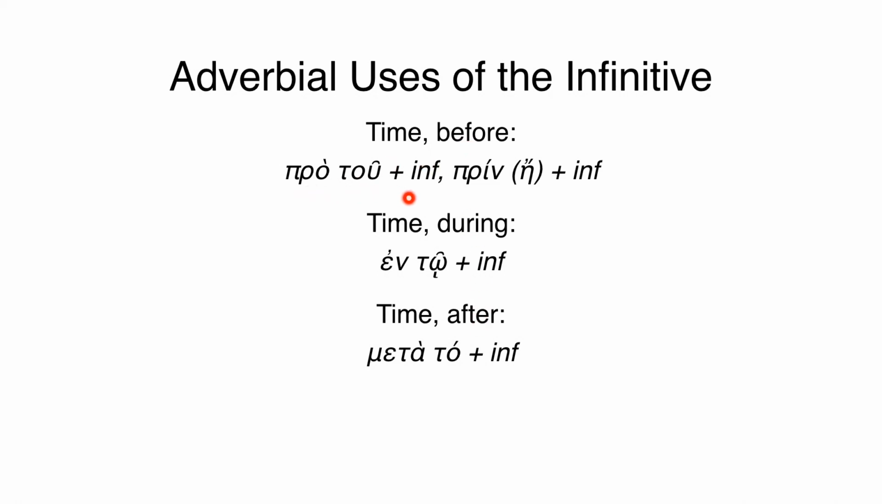With pro tou and prin, the infinitive will be translated before whatever verbal action is conveyed by the infinitive. En to will be translated during or while, and meta to will be translated after. This rounds out the adverbial uses of the infinitive. You can see that there are many uses, both noun uses and adverbial uses, that need to be understood and mastered. It's a small word, the infinitive, without many variations, easy to learn the forms, more difficult to learn their usage.